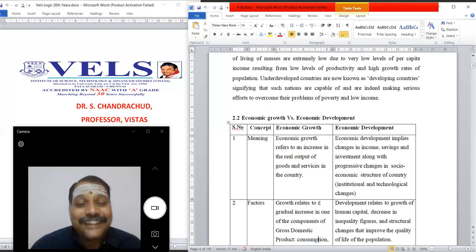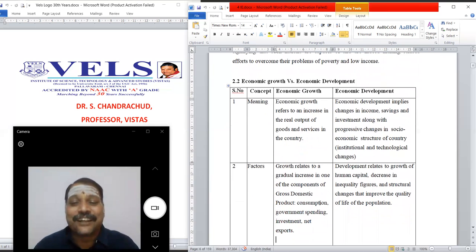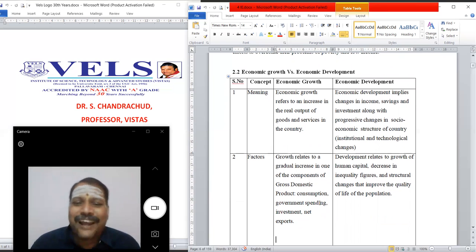That is why the scope of economic development is very wide compared to economic growth. So the second concept that we are considering is, what are the factors that we are considering to measure economic growth and economic development? Economic growth is related to a gradual increase of one component, gross domestic product.